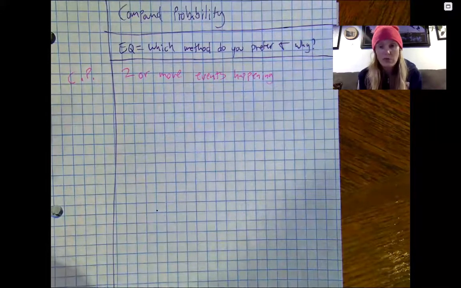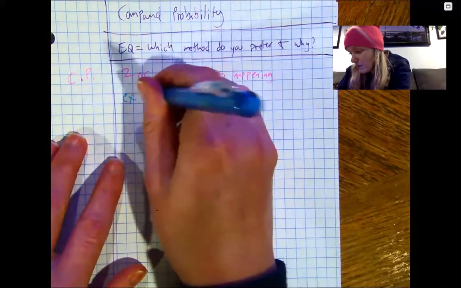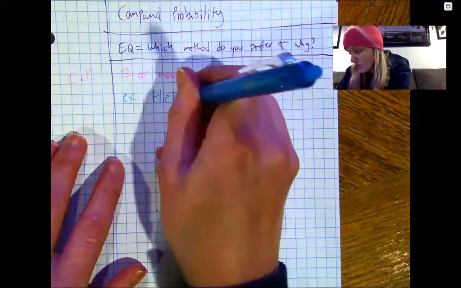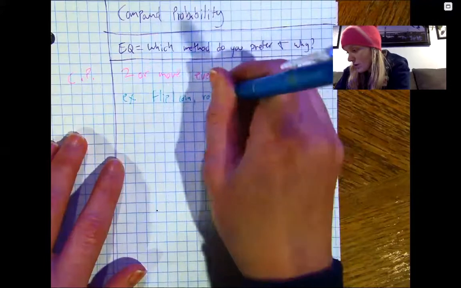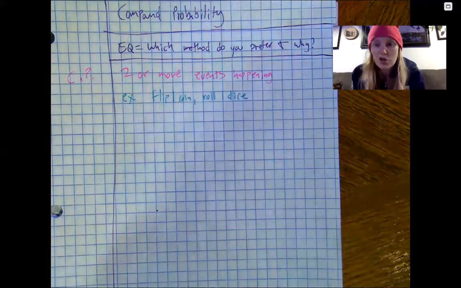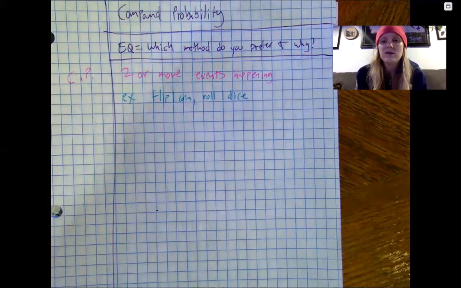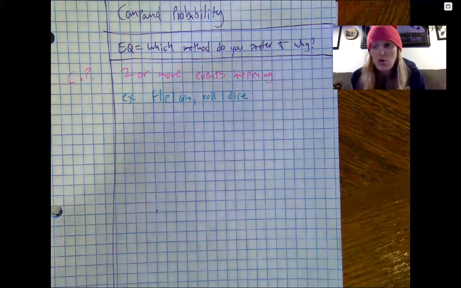The example I will use a lot is flip one coin, roll one dice. So in compound probability, you're looking at all the possible options that can happen when you're doing two things or more at once. Now, sometimes that can get a little overwhelming.